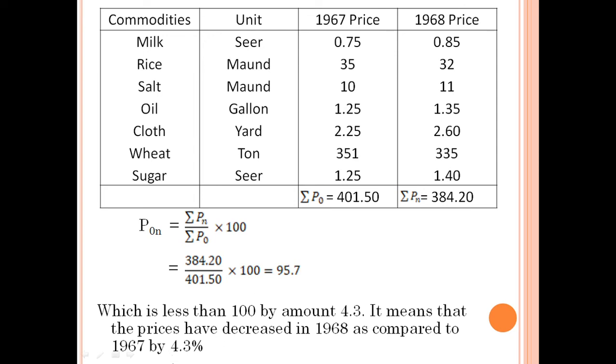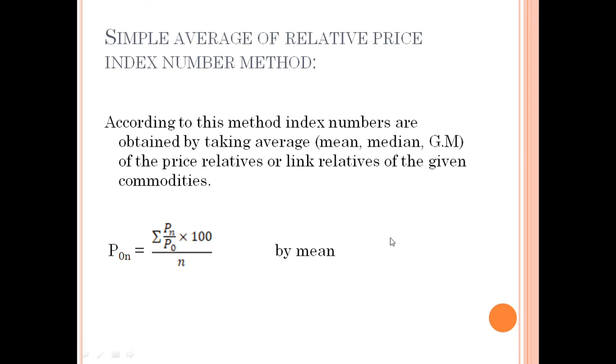4.3%. How do we find this 4.3%? We will subtract 95.7 from 100 and then we get 4.3%. So here, because it is less than 100, this means that there is a decrease, and the percentage of decrease is calculated by subtracting this number from 100. So from 1967 to 1968 there is a decrease in prices, and 4.3% decrease here.